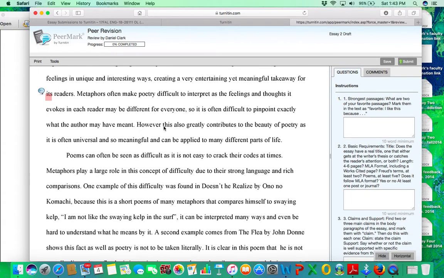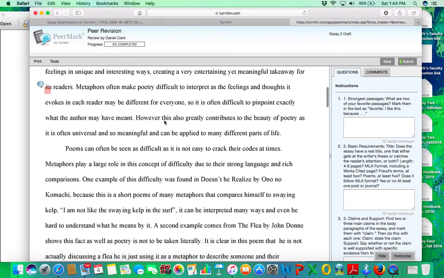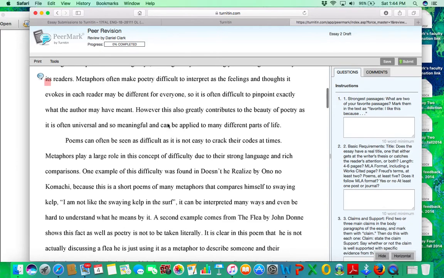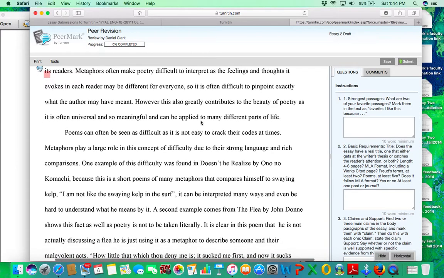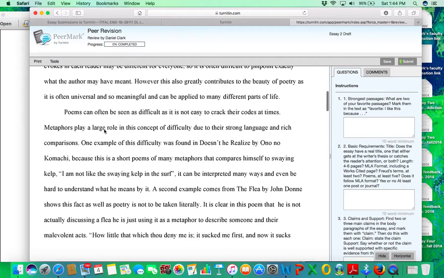Now, I'm a little confused about what this is. Is it what the author meant, or that it's difficult to pinpoint what the author meant, or that it evokes in readers? So maybe "however," this power of evocation, or is it the difficulty? I'm not sure what this is referring to, or is it just metaphors? The metaphor is also great, as they are often universal. So again, what is this "it" referring to? And so meaningful and can be applied to many different parts of life.